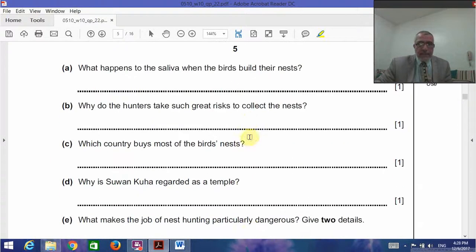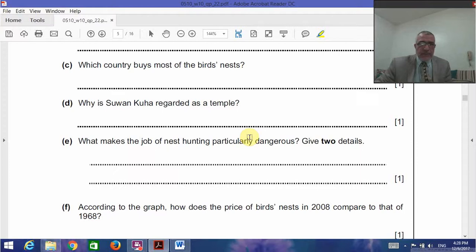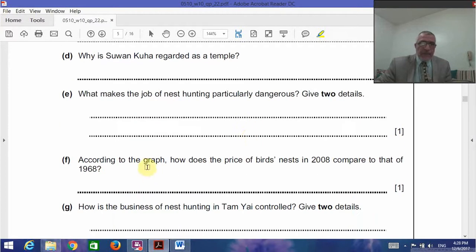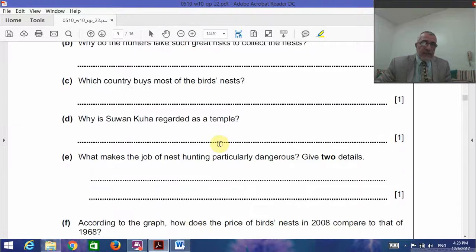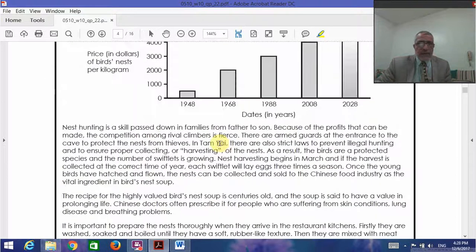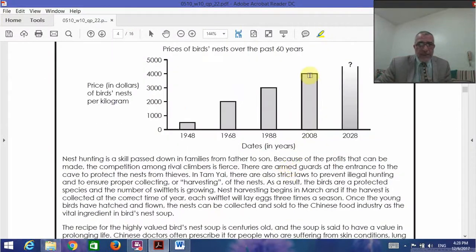Okay, like here, for example, it says, according to the graph here, how does the price of birds' nests in 2008 compare to that of 1968? So in this case, you need to examine it carefully here. And look, this is 2008 here, and this is 1968 here.